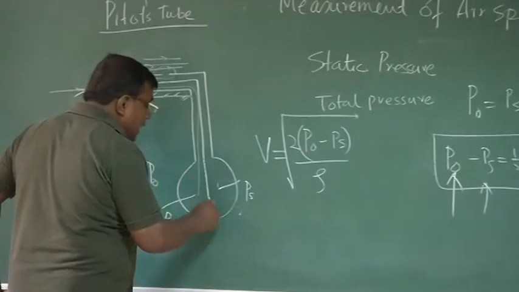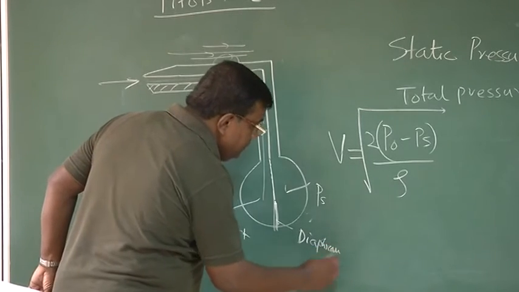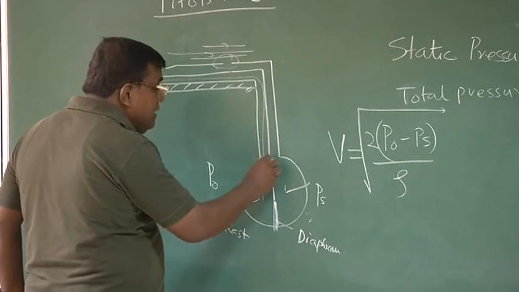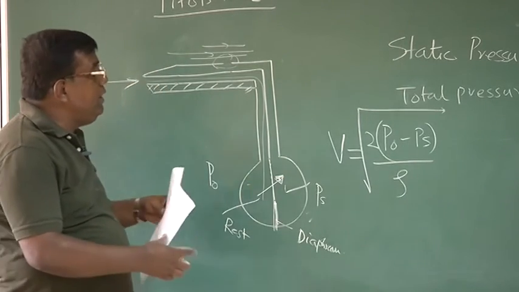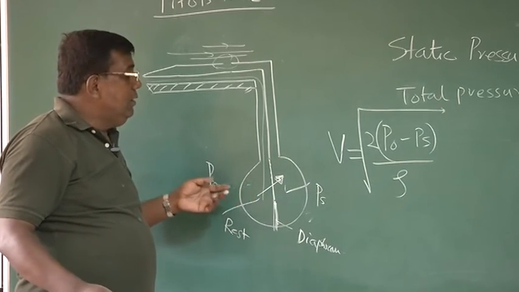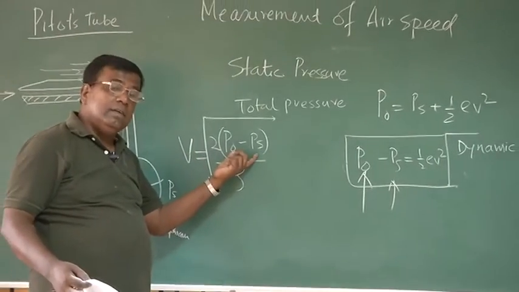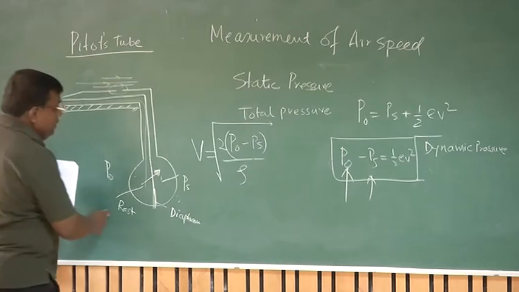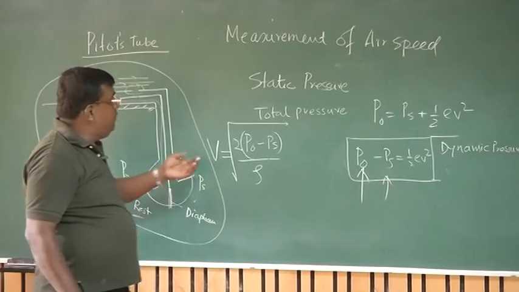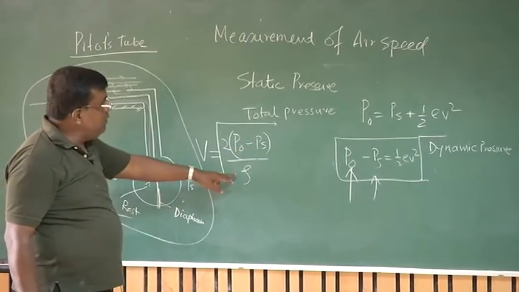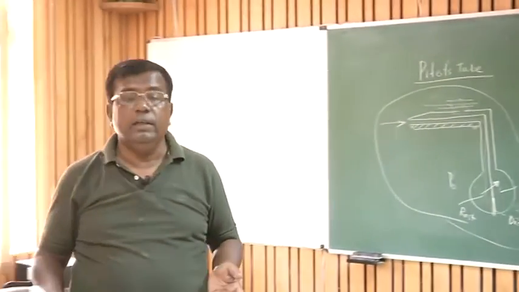And let's say this is a diaphragm, which is sensitive to the pressure difference. And schematically I put a pointer, and if I calibrate that pointer for the difference in total and static pressure, then I can measure this P0 minus PS, right? So this is the concept that is used to measure or instrument the difference P0 minus PS. But the problem is on rho.